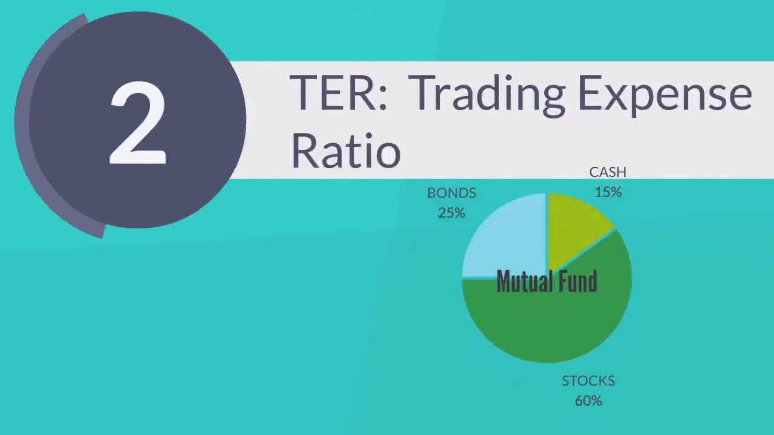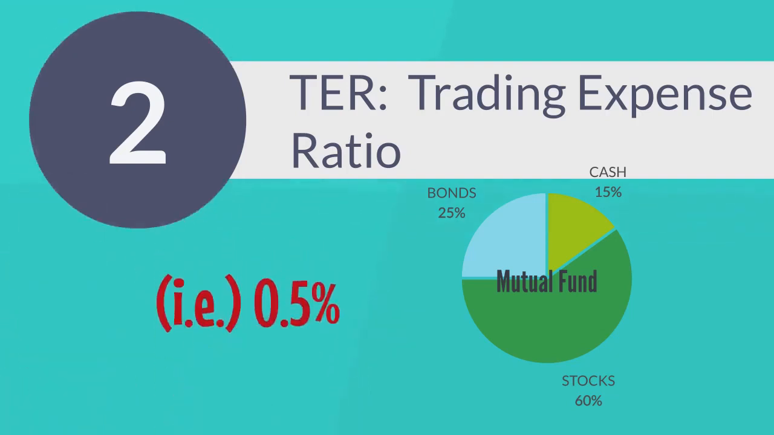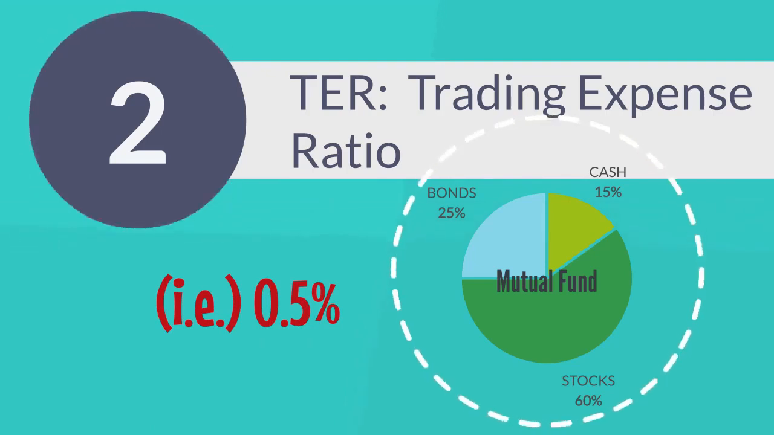The next fee to be aware of is the trading expense ratio, or TER. This is the cost that the fund incurs from buying and selling investments within the mutual fund. Just like an MER, it's a percentage that's charged on the entire portfolio that you own.